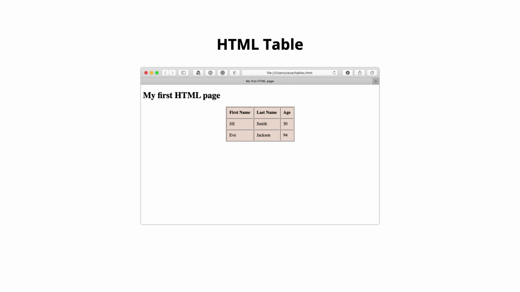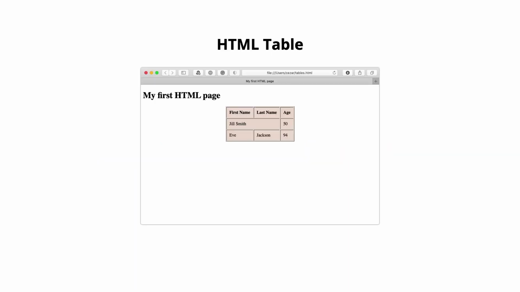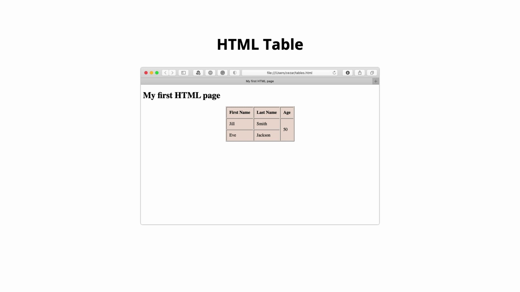Merging two table cells or columns together is done via the colspan attribute. The value of the colspan is the number of columns you want to merge. In this case, I want to merge two columns. And here's how that looks in the browser. Next, let's also merge some rows together. We can use the rowspan attribute to do it. By adding the rowspan to a cell, you're telling the browser that the cell will span two rows, or the number of rows you want. And here's how that looks in the browser.